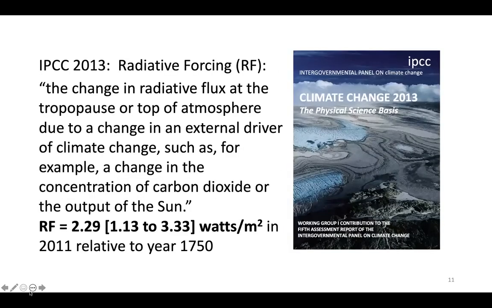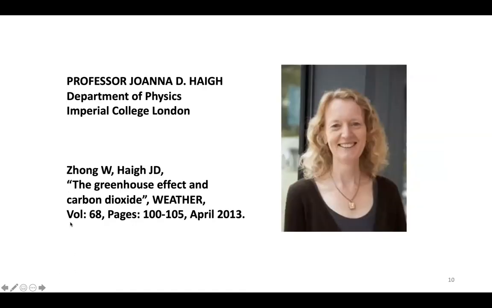There's one other scientist that I want to mention here, and this is a woman. It's Joanna Haigh, now retired from Imperial College London. The reason that I want to mention her is because her book with Zhong on the greenhouse effect and carbon dioxide is one that I make a lot of use of in this talk. That completes the talk about the scientists.